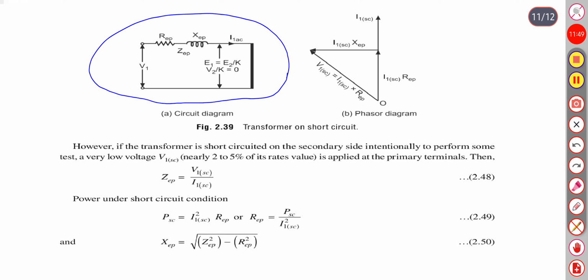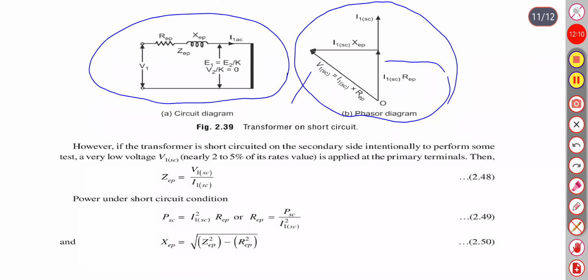Here it is. This is the phasor diagram. This is the short circuit current vector I1SC, and this is I1SC REP, that is the equivalent resistance drop, and this is the reactance drop, and this is the first vector of short circuit current.